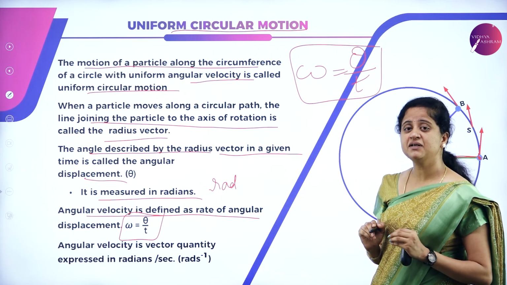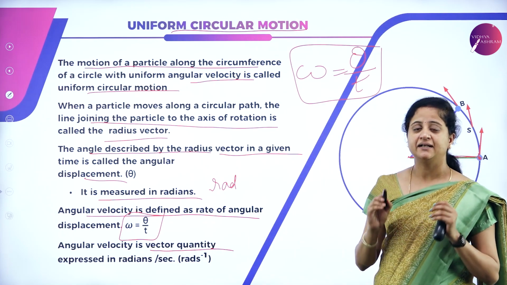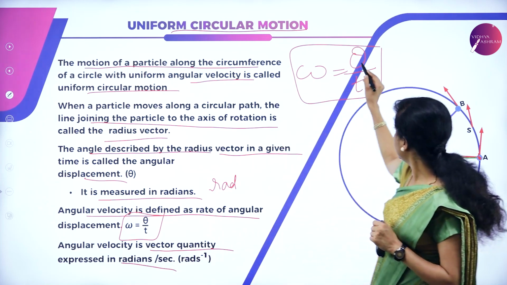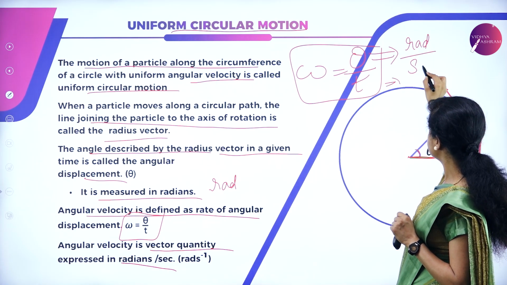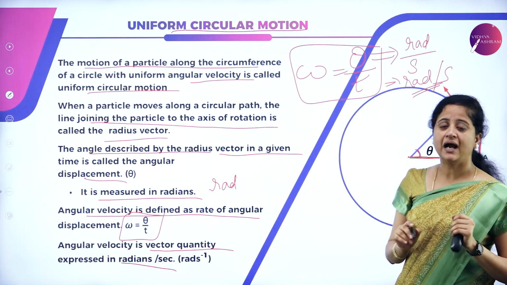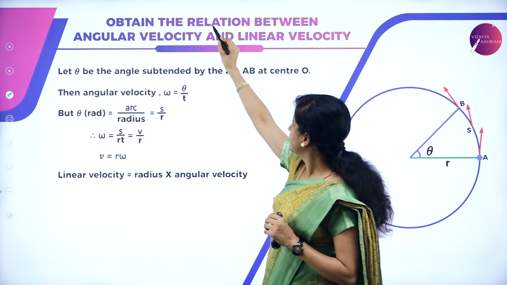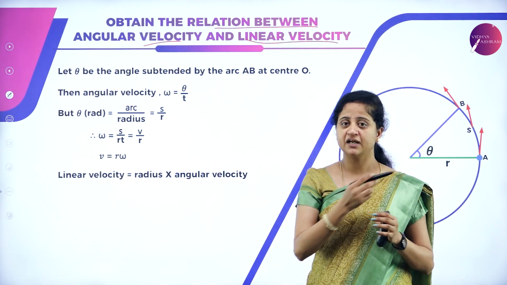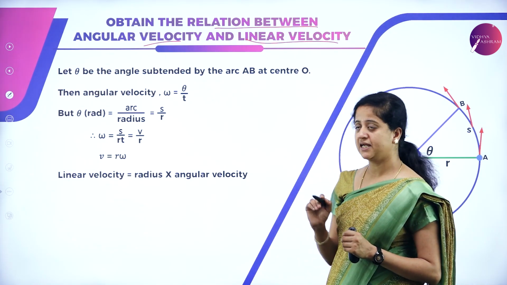Since displacement is a vector quantity, angular velocity is also a vector quantity, and it is expressed in radians per second. We know that the angular displacement unit is radian and the time unit is second. So when this gets transposed, we get radians per second as the unit for angular velocity. Now we are moving on to another important topic, the relation between angular velocity and linear velocity. We know what linear velocity is, and now we know what angular velocity is.